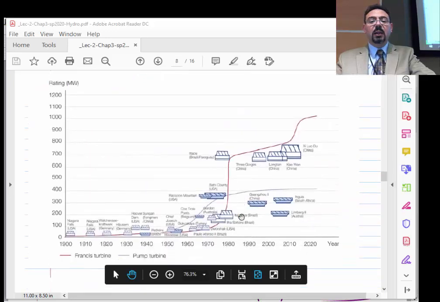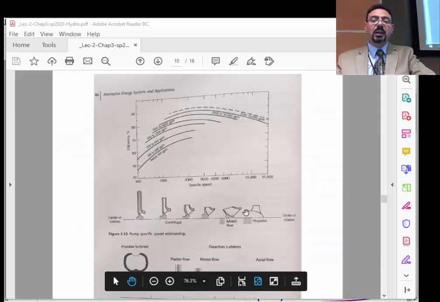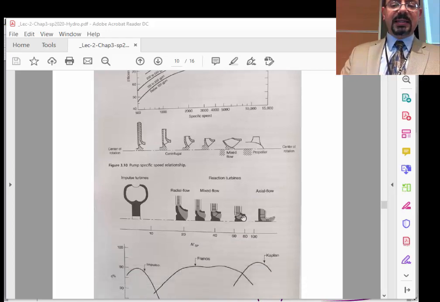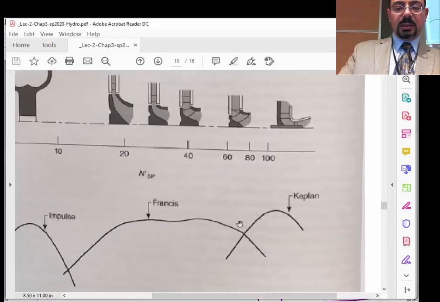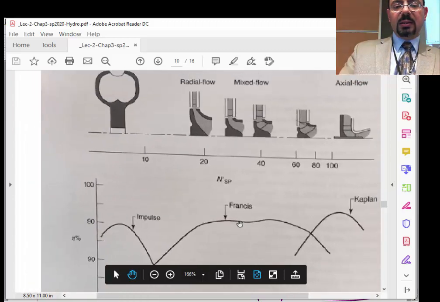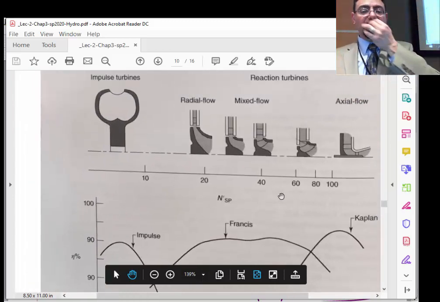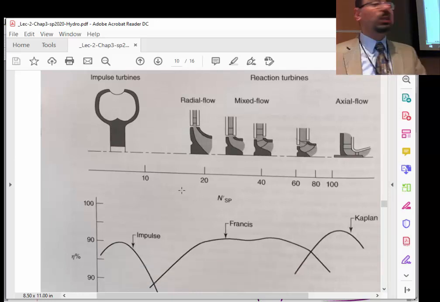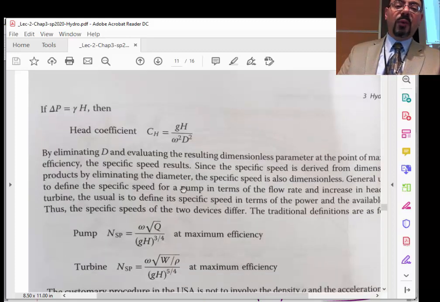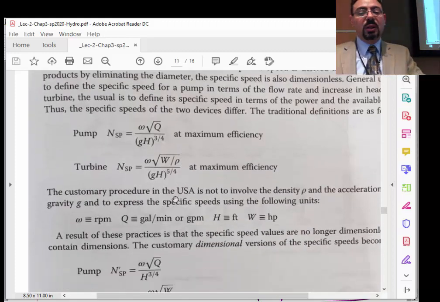We said that people can use that scale for the specific speed. So that scale, whether you're going to get 20 or 40 or 80, basically tells you: should I use an axial machine or should I use impulse, right? And we said that comes from this calculation.